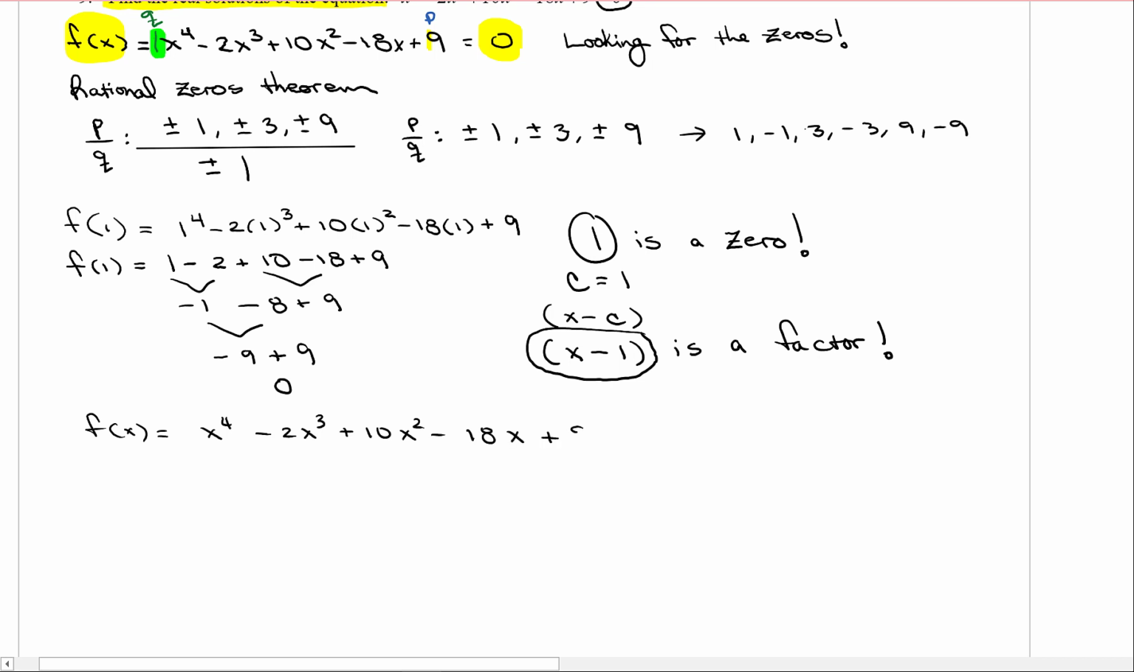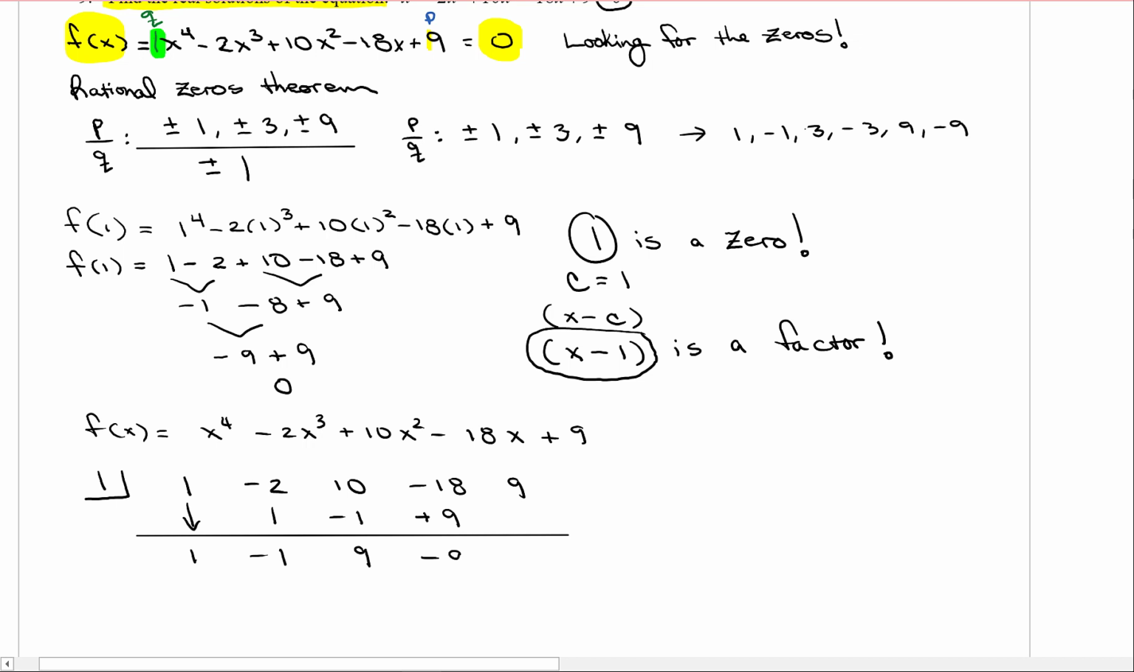So make sure it's written in descending order. My c is going to be 1. Write down all the coefficients of your polynomial, and then we're going to use our synthetic division here. Bring down the 1. 1 times 1 is 1. Negative 1 plus 1 is negative 1. Negative 1 times 1 is negative 1. 10 minus 1 is 9. 9 times 1 is 9. And negative 18 plus 9 is negative 9. And negative 9 times 1 is negative 9. We get a 0. Yes.